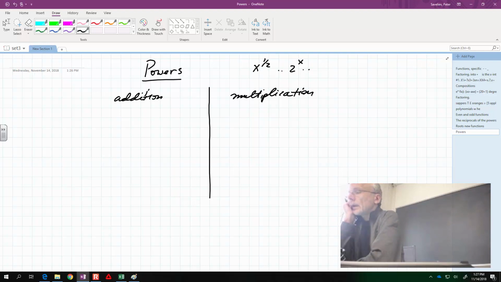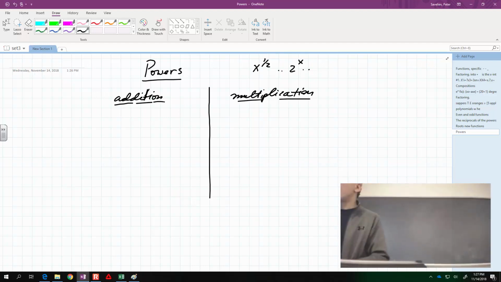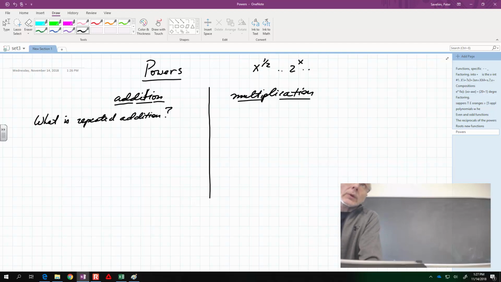They behave very similarly. What I mean is this: what is repeated addition? Repeated addition is what?